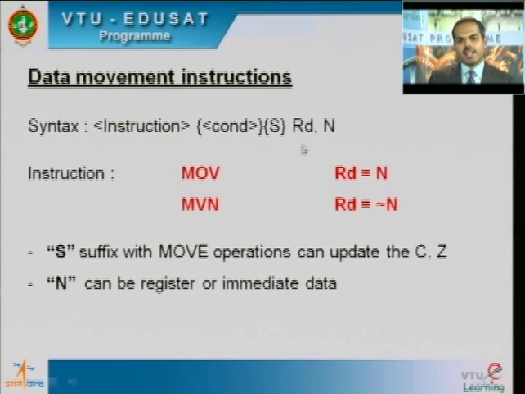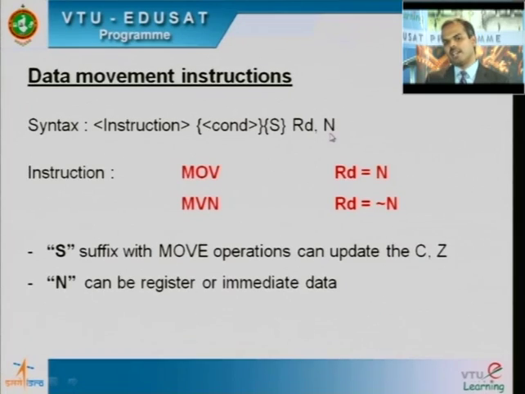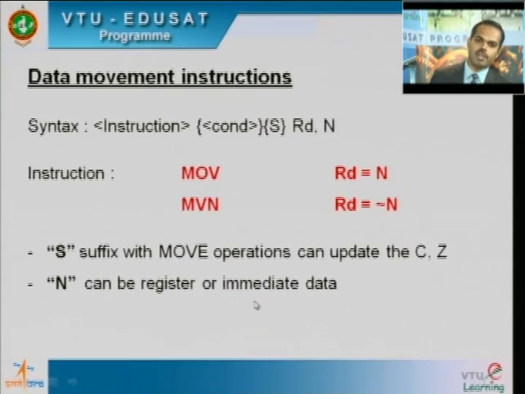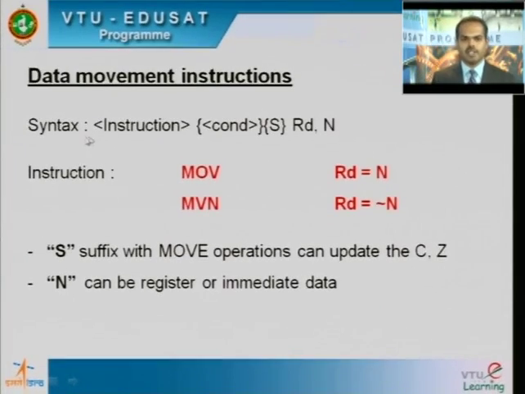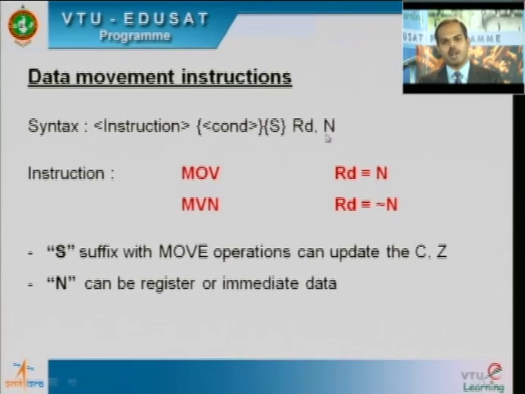That's about S, and then there is a destination register, and then there is N. Now N can be a register by itself or it can be an immediate value. This is the general syntax. I'll just repeat it. The general syntax has instruction, condition, S, RD, comma N. S and condition are optional.